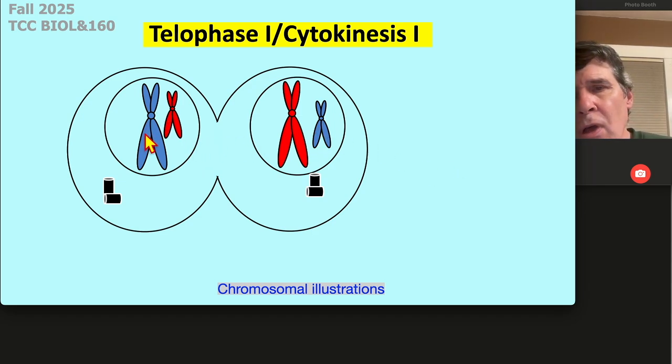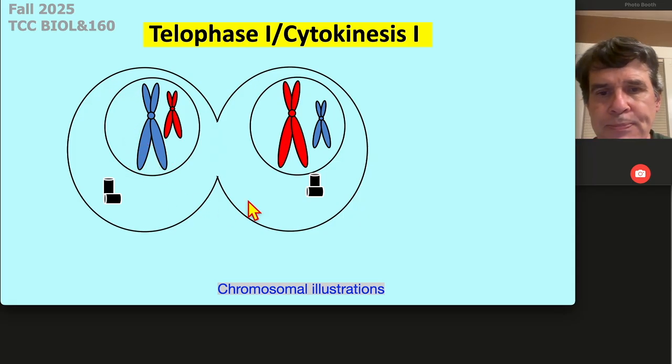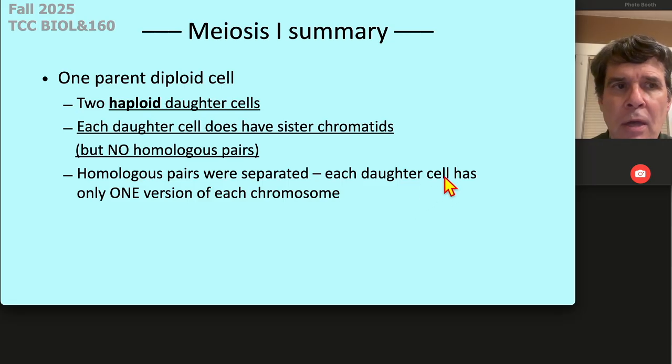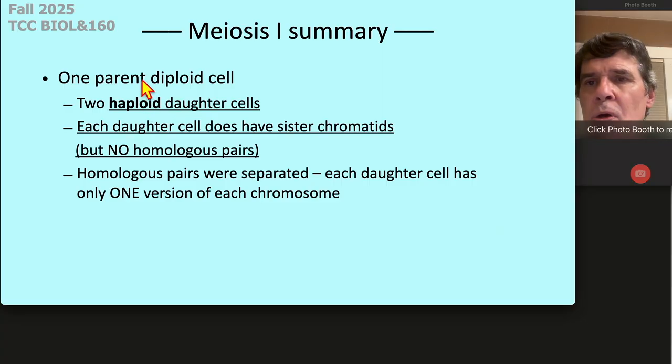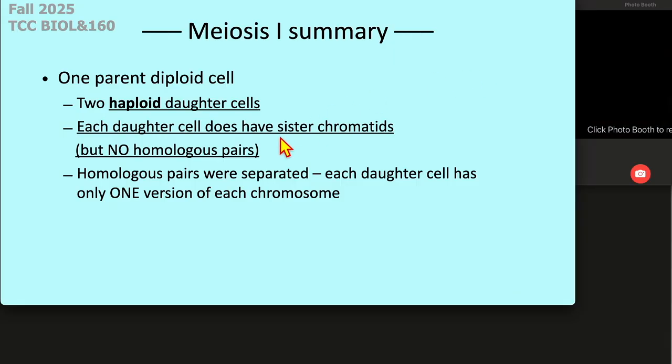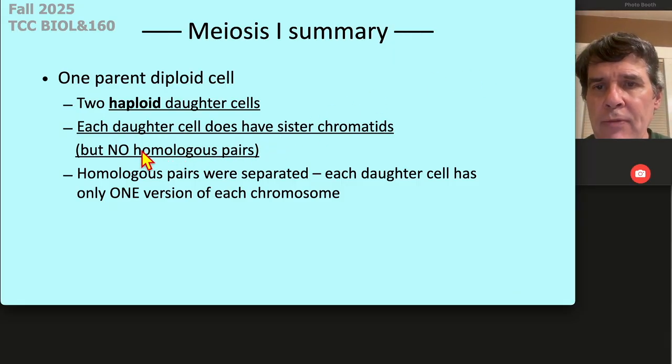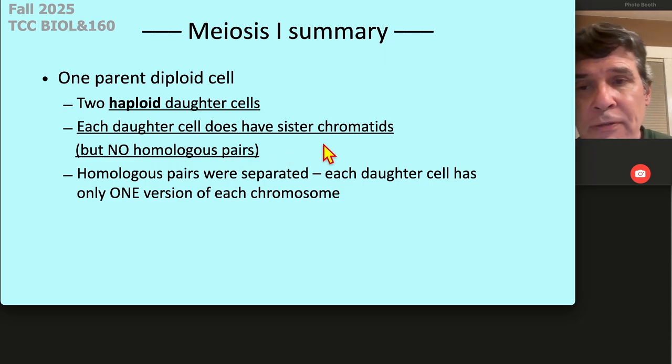And here is the illustration showing the daughter cells from telophase 1. Notice the presence of the sister chromatids here and the absence of the homologous partner. And a summary of meiosis I, producing 2 haploid daughter cells straight away in the process, and the homologous pairs have now disappeared, separated from one another. Another source of genetic variation.